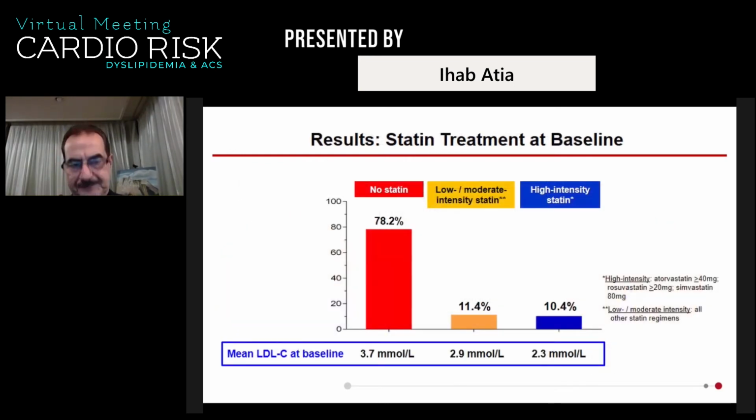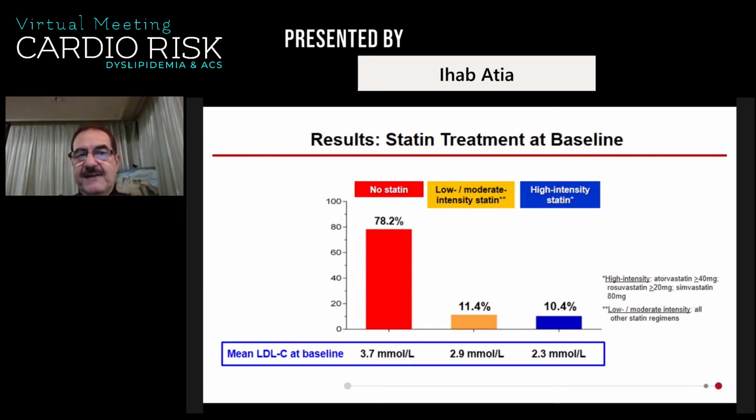When we look at the results, let's start with the statin treatment at baseline. Those that had no statins had a very high LDL at baseline, around 145 milligram per deciliter. Those that took a low to moderate intensity statin ranged around 115 milligram per deciliter, and those that received the high intensity statin had almost 90 milligram per deciliter.